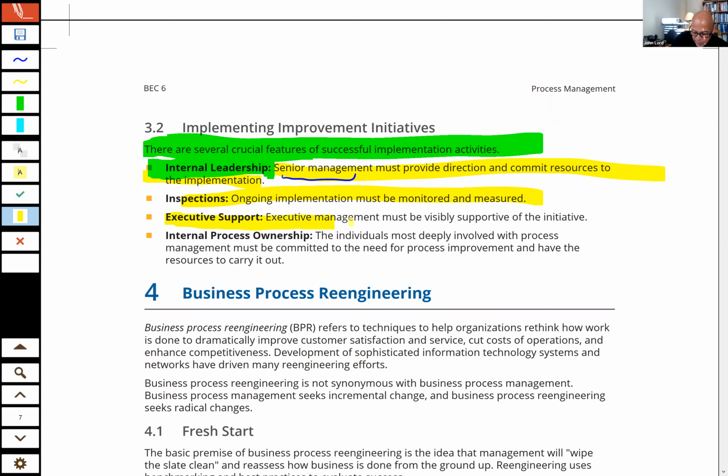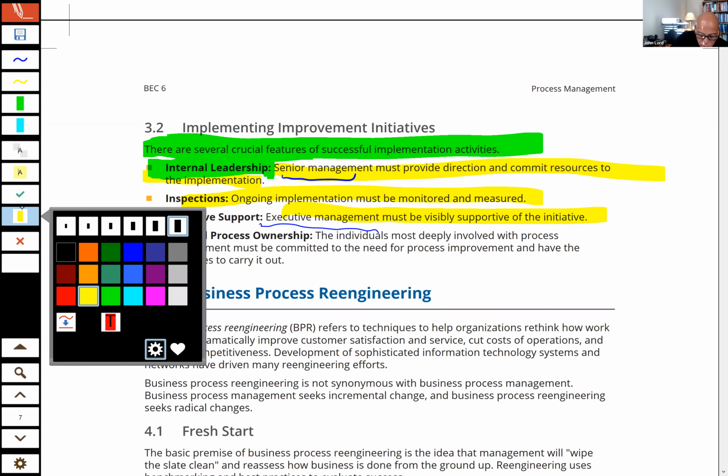There's got to be executive management support. So not only senior management, but executive management. In other words, we're talking about right here, executive management is what I wanted to underline there. Okay, executive involvement, and visibly support the initiative. Tone at the top, right, is really what we're talking about here.